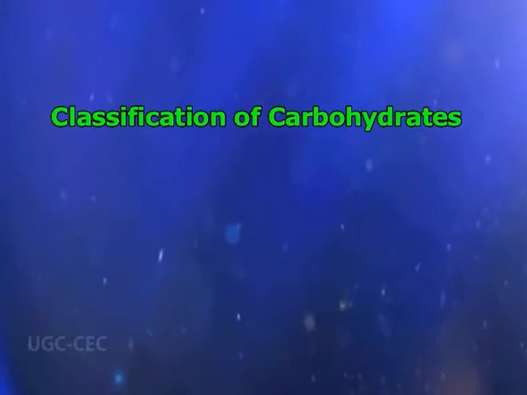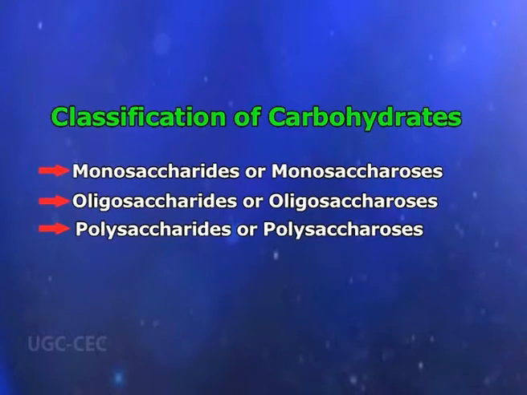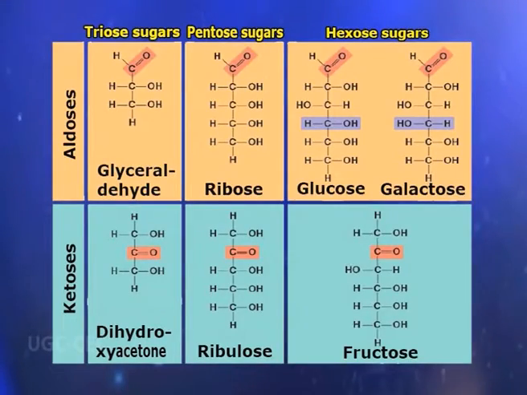Now the classification of carbohydrates. They are usually classified into 3 groups. The first one is monosaccharides, or monosaccharoses, where mono stands for one and saccharon stands for sugar. The monosaccharides, often called simple sugars, are the compounds which possess a free aldehyde, that is CHO, or ketone, that is C double bond O group, and two or more hydroxyl, that is OH, groups. They are in fact the simplest sugars and cannot be hydrolyzed into smaller units. Their general formula is CnH2nOn.